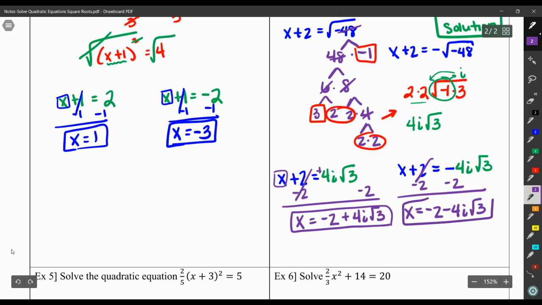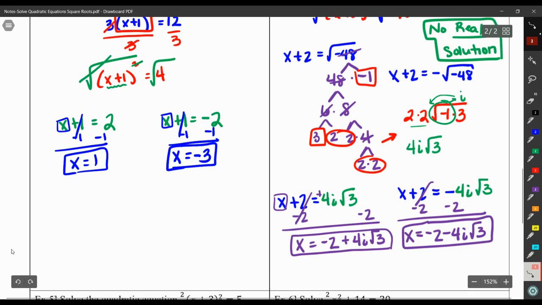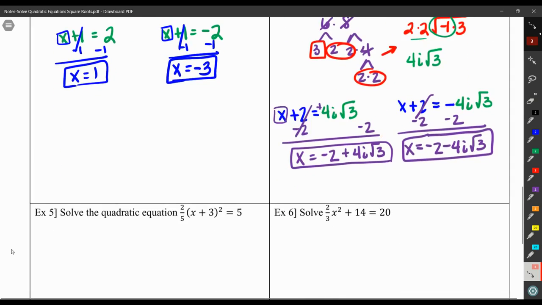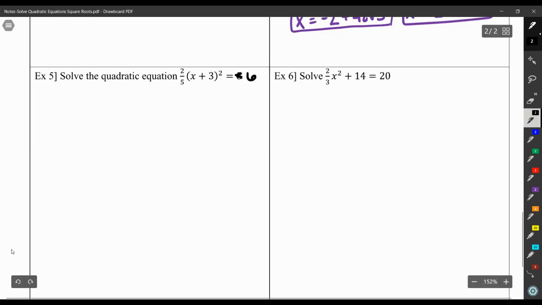So this is the imaginary solution for this quadratic equation. So yes, there is no real solution, but there is an imaginary solution here. There's two imaginary solutions. So depending on what the question asks, you may be able to stop at no real solution, or you may have to continue and get the imaginary solution at the end. Let's look at example 5, and then you guys are going to try example 6.